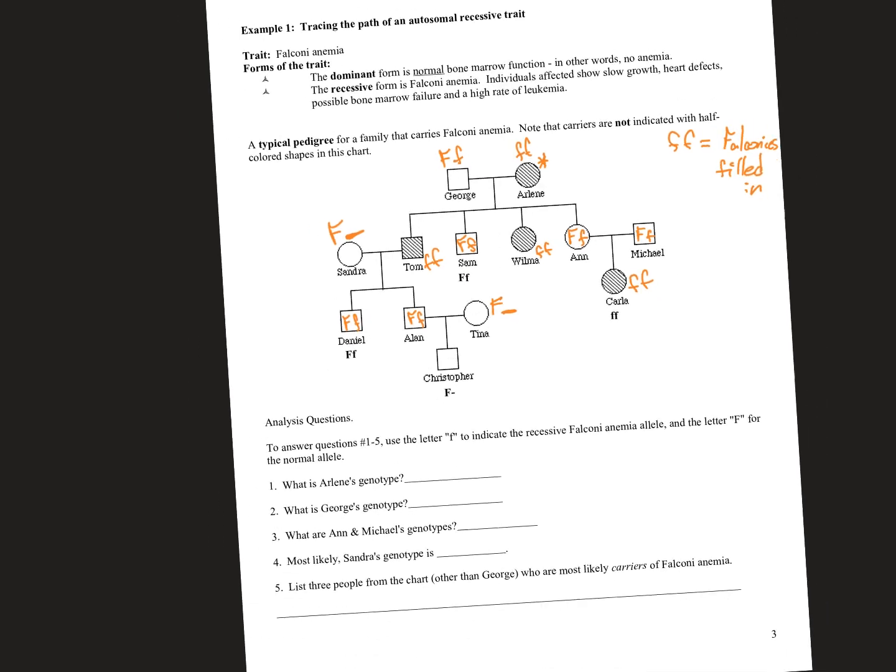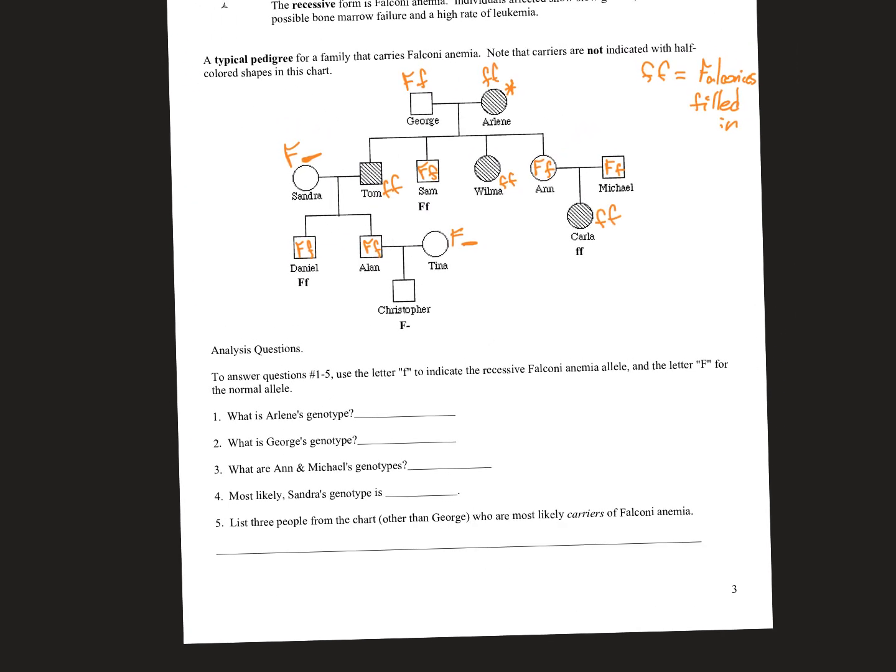So, moving forward, what is Arlene's genotype? As we just said, it is little f, little f. What is George's genotype? Big F, little f. What are Anne and Michael's genotypes? Anne is big F, little f, and so is Michael. What most likely is Sandra's genotype? Sandra is big F, and we're not sure what the other one is.